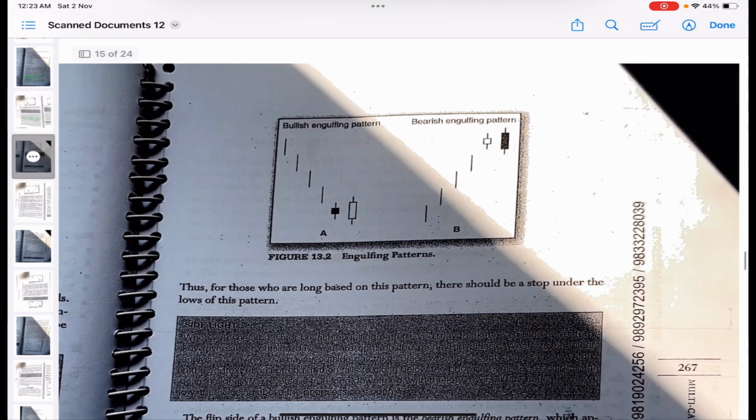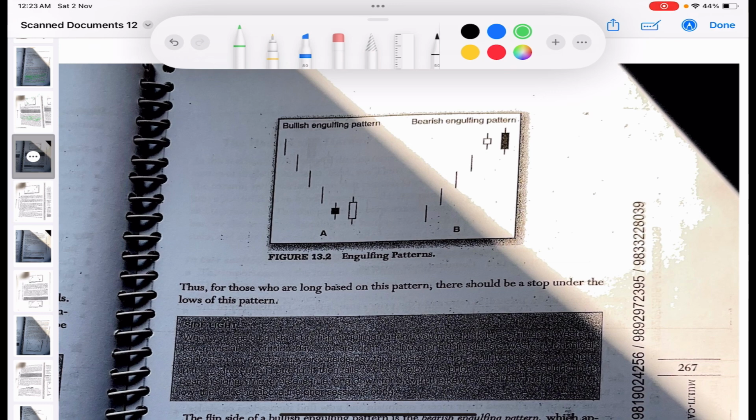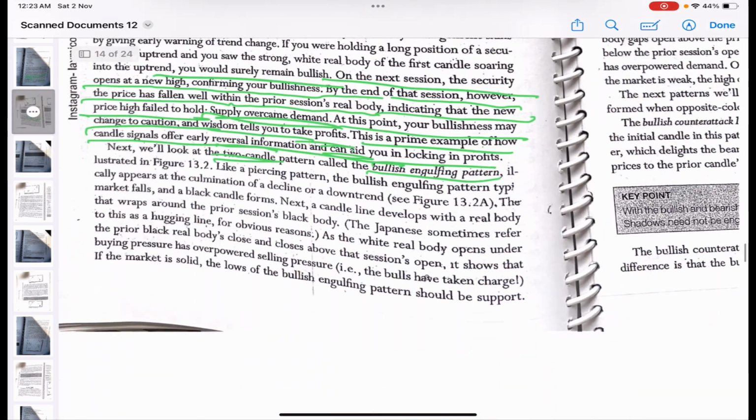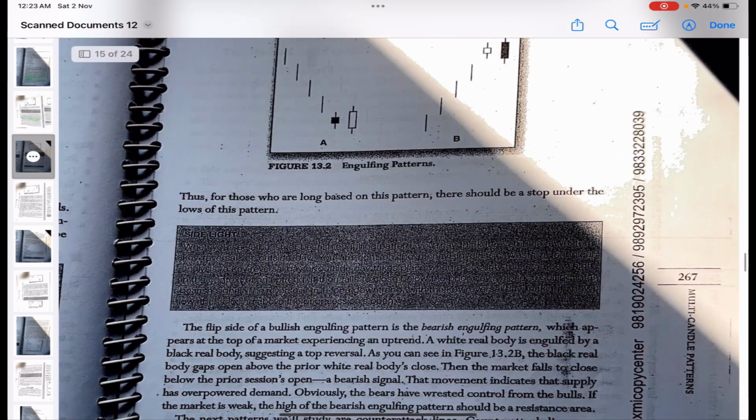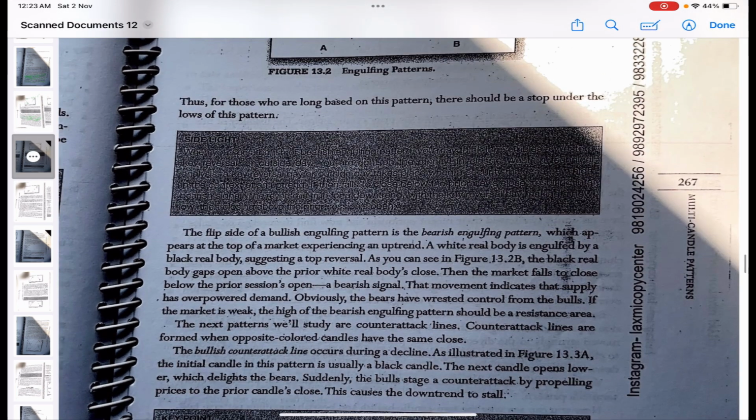Let's go to 13.2. Okay. The engulfing pattern obviously just engulfs the previous red candle completely. The body engulfs the entire wick as well as the body. And a bearish engulfing also is just the opposite. The big black will engulf the entire candle, including its wicks and bodies. Okay, the market falls. Again, this is very simple. I don't have to discuss what an engulfing is. You know what an engulfing is.